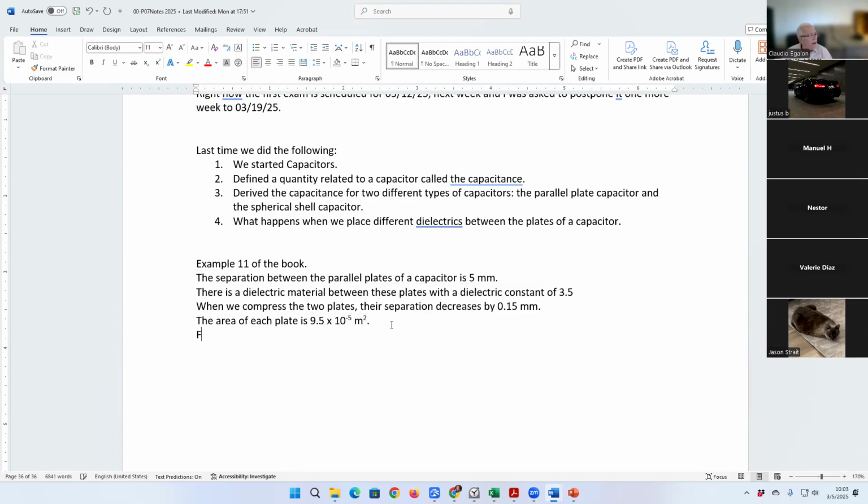Find the change in capacitance. The change in capacitance. Find the change in capacitance. One more student. Solution.